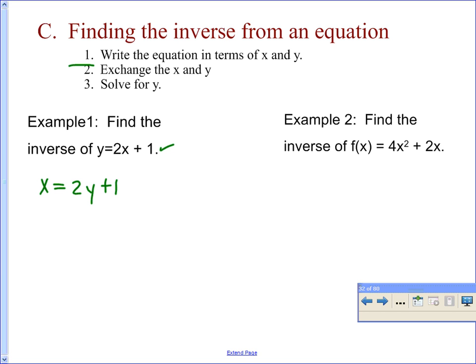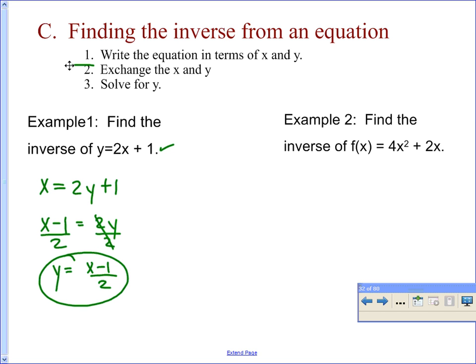Once you exchange those, you're going to solve for y. So I'm going to say x minus 1 is equal to 2y. Divide both sides by 2. And so y is equal to (x minus 1) over 2. And that's going to be your inverse relation.